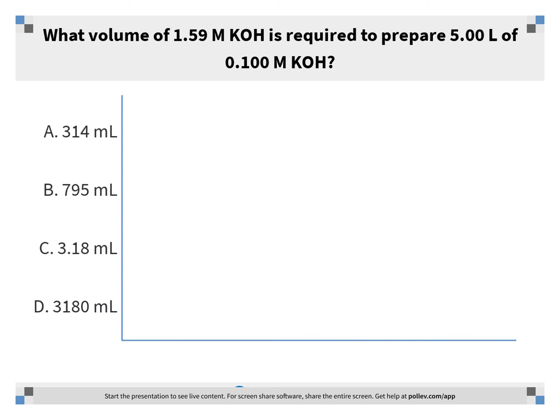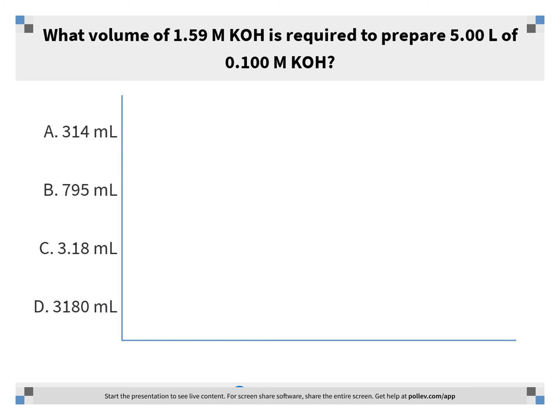The correct answer is A, 314 milliliters. In this problem, C1, the initial concentration, is 1.59 molar. V1 is actually what we are trying to find. We want to know how much of our initial solution to use. This is also a very common type of calculation to encounter in research.